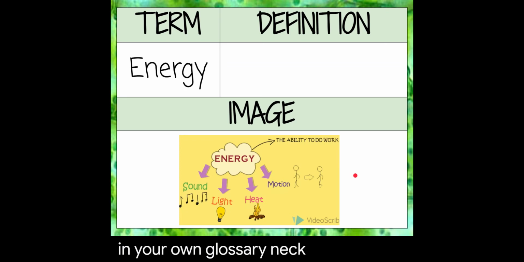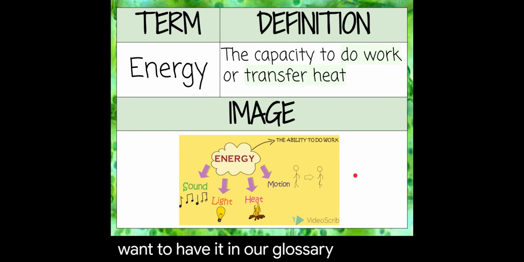The next term that we are going to look at is energy. Just like matter, energy is something that is very important to photosynthesis, so we want to have it in our glossary. Energy is the capacity to do work or transfer heat. The transfer of heat is going to be something that we will circle back to. That is going to be important when we look at food webs and food pyramids. There's a lot of heat transfer that happens when organisms are going to consume or eat other organisms.